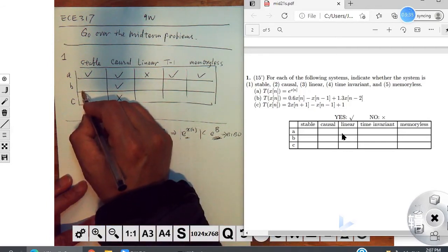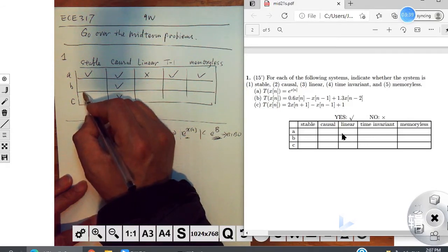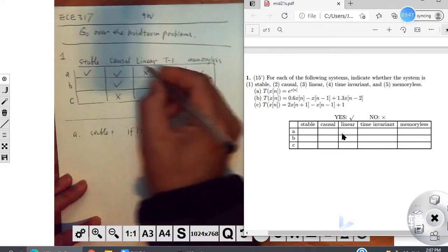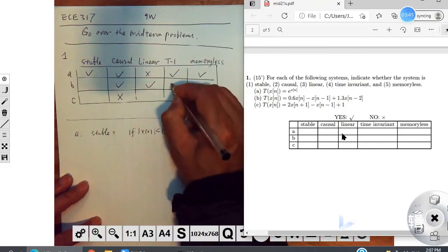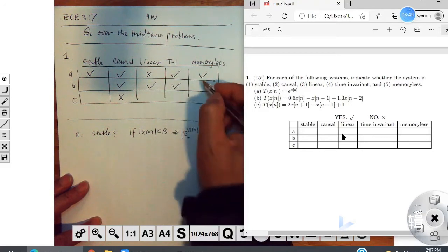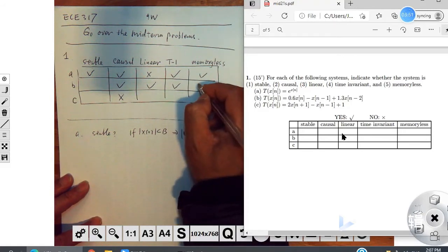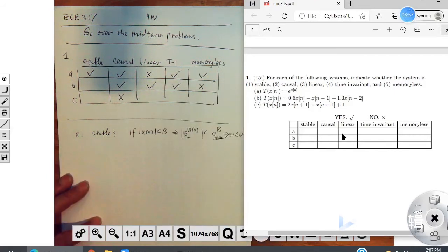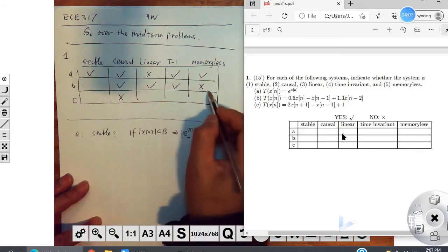So far we already learned a lot about the LTI system, right? So B is a typical LTI system. And for memoryless, it is not, because we have x of n minus 1 and n minus 2, so we need to remember something. If you only have x of n, that is memoryless. Now we have some others, so it's not memoryless.